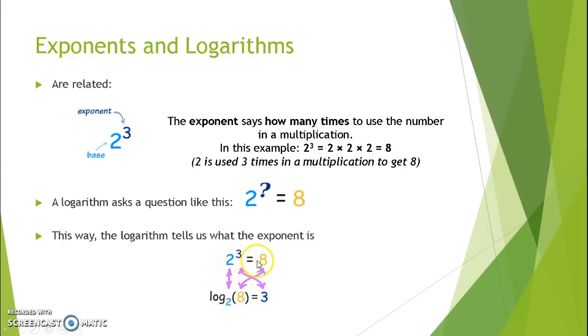Log: 2 to the 3 equals 8. Well, the base of the exponential function is the same as the base of the logarithm. The exponent of the exponential function is actually the logarithm. The result of the exponential function is actually the input of the logarithmic function. This is called the argument. Remember that in inverse functions, the input of a function is the same as the output of its inverse, and the output of a function is the same as the input of its inverse.